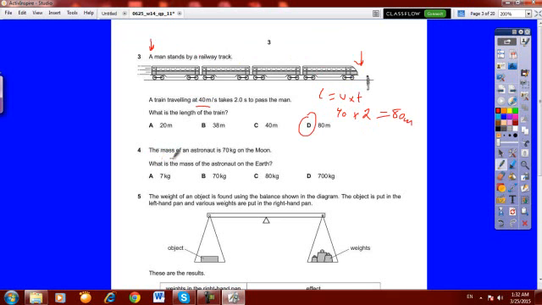4. The mass of an astronaut is 70 kilograms on the Moon. What's the mass on Earth? We all know that mass is constant everywhere, so it's the same, and the answer is B.